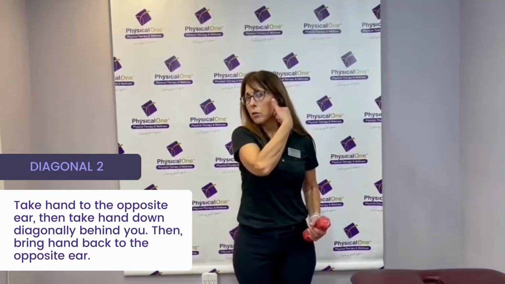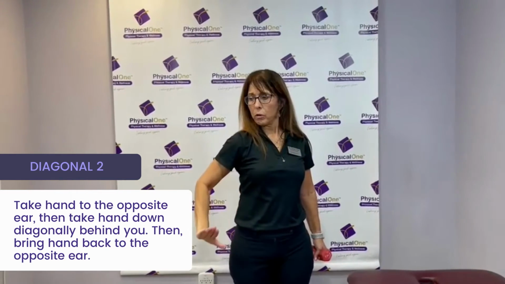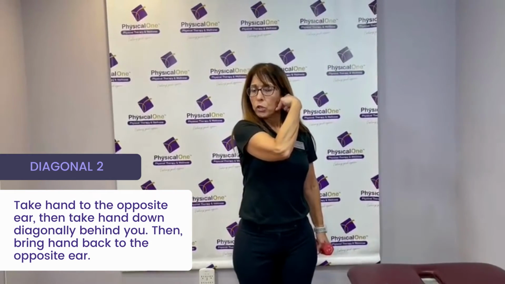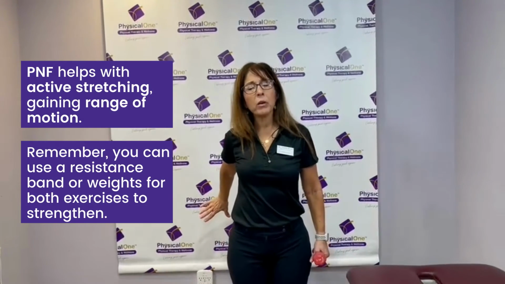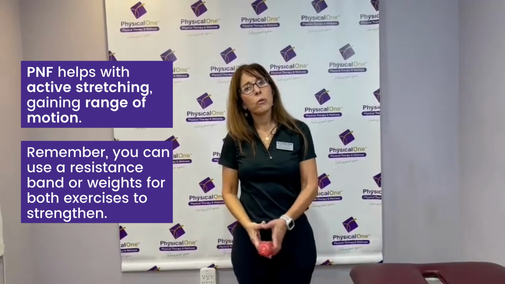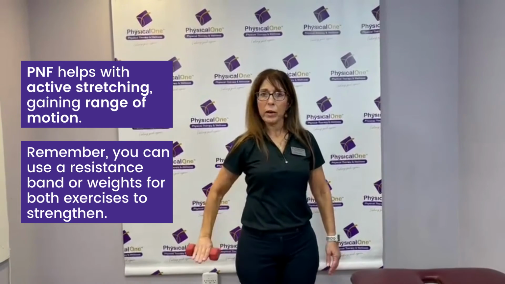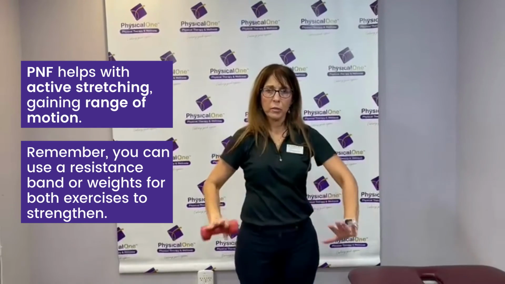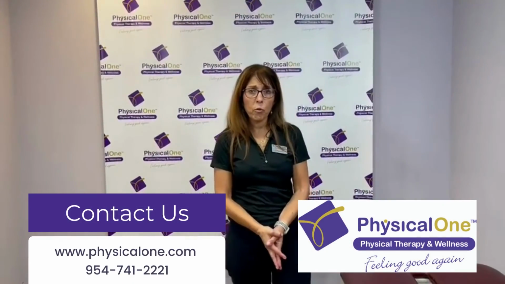The second diagonal, you are going to go from the opposite ear, just kind of in diagonal behind you, and back this way. So the proprioceptive neuromuscular facilitation will help with active stretching, gaining range of motion, or you can use it with weights or TheraBand to strengthen the arm in those diagonals. Again, it could be done with both hands to activate those muscles. This is a short introduction for PNF, Proprioceptive Neuromuscular Facilitation.